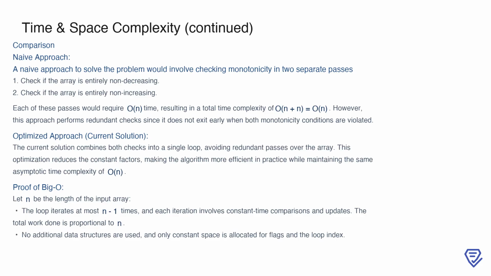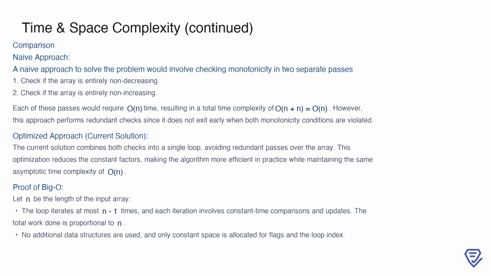However, this approach is inefficient because it performs redundant checks and does not terminate early when both monotonicity conditions fail. The current optimized solution improves upon this by combining both checks into a single loop. This eliminates redundant computations while maintaining the same asymptotic time complexity of O(n).